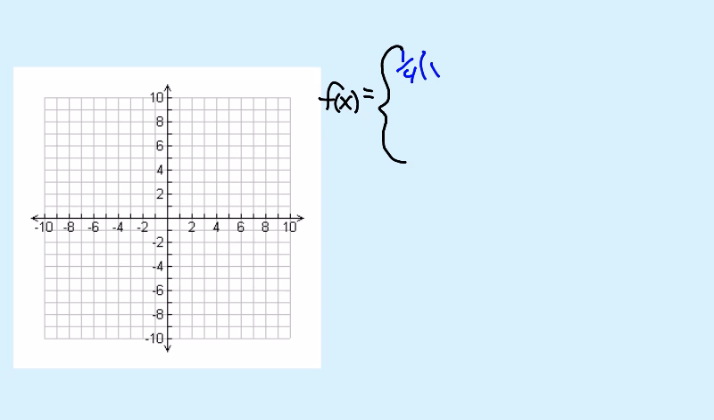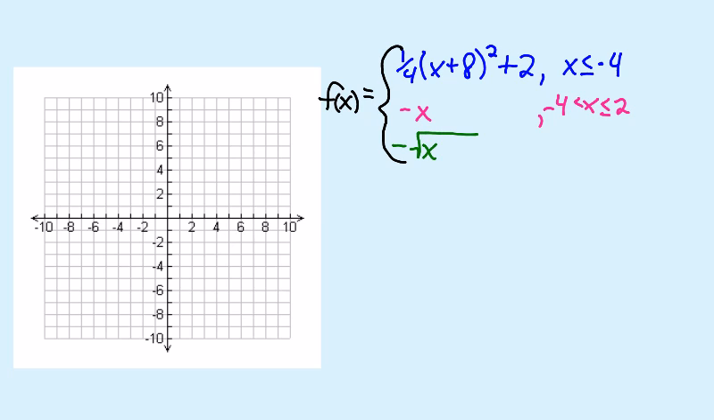For this example, our first piece is going to be 1/4 times (x plus 8) squared plus 2. And we are going to define this piece over a domain of x is less than or equal to -4. For the second piece, we're going to use negative x, and we're going to define the middle piece over the domain -4 to +2. And our last piece is going to be a negative square root of (x minus 2) minus 5, and we are going to define its domain for all x values greater than 2.